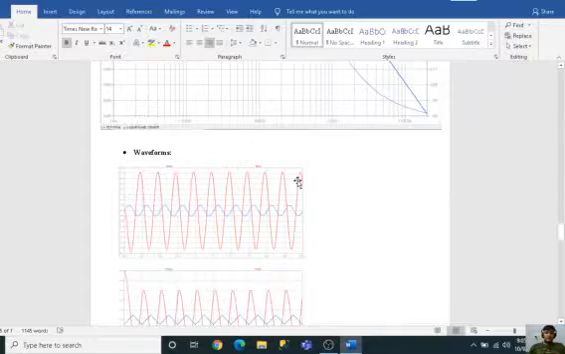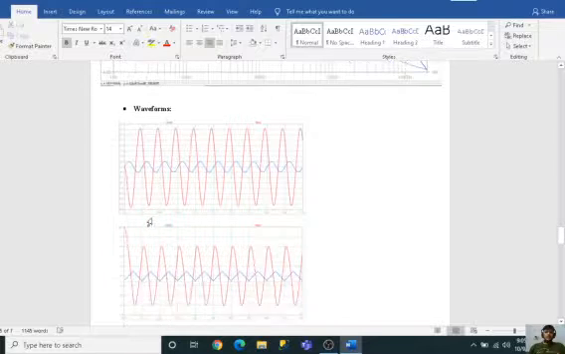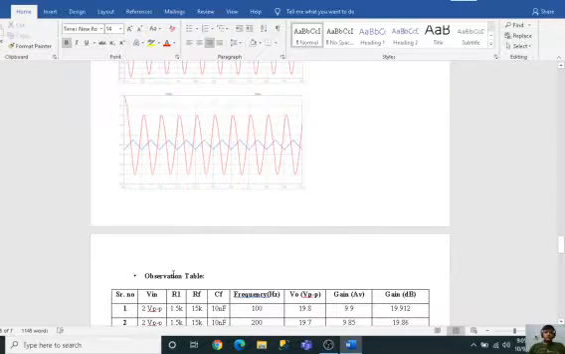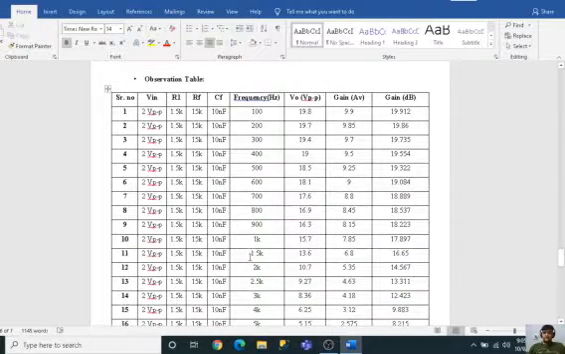So over here I have designed a waveform for an input as sine wave and my output as cosine wave. So this is how it looks like. And over here my input is given as triangular wave, so the integrated output of an integrator is basically a sine wave. So this is my observation table.